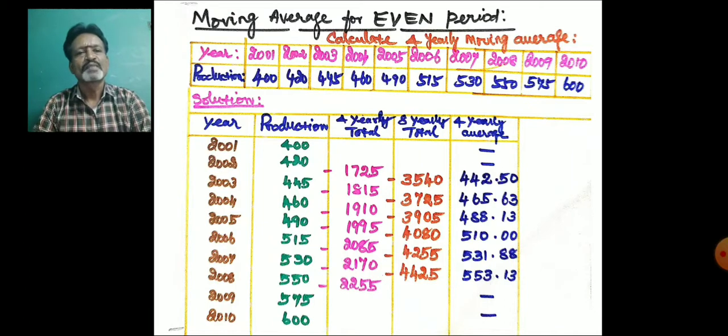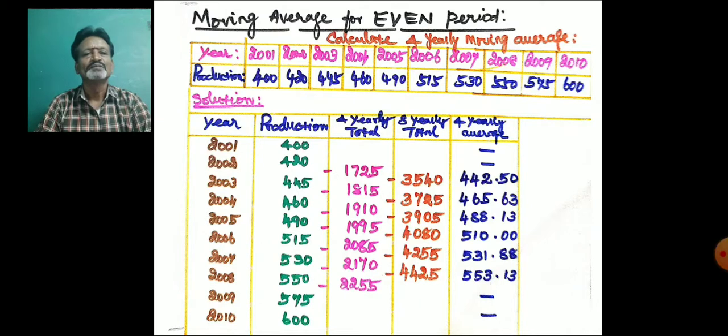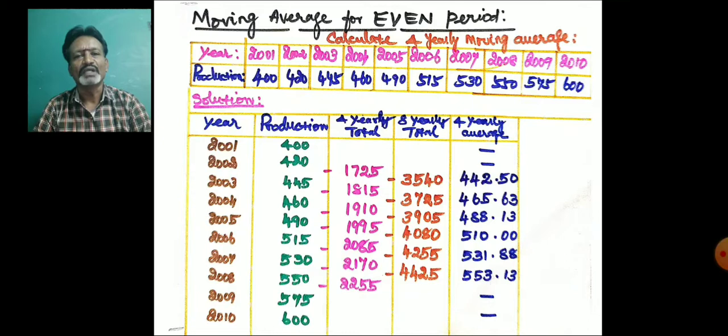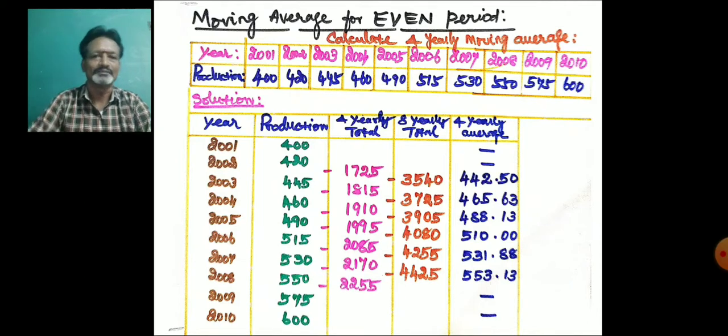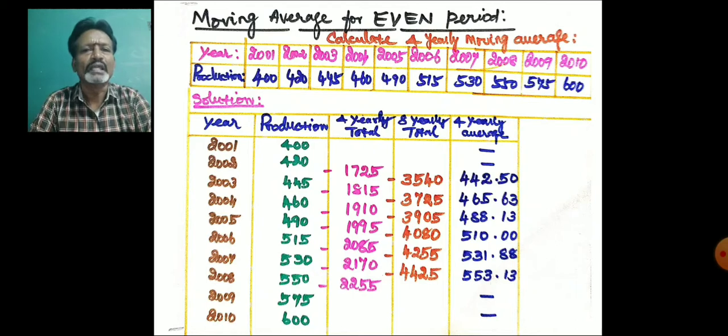Suppose you are asked to calculate the 4 yearly moving average. So here it is the moving average for an even period. The problem is, for an odd number of years it is easy to find the middle year, but for an even number of years it is very difficult to find the middle year. Here we have to do one more calculation. Here also the year and production are given. The years are given from 2001 to 2010 and the production values are also given.